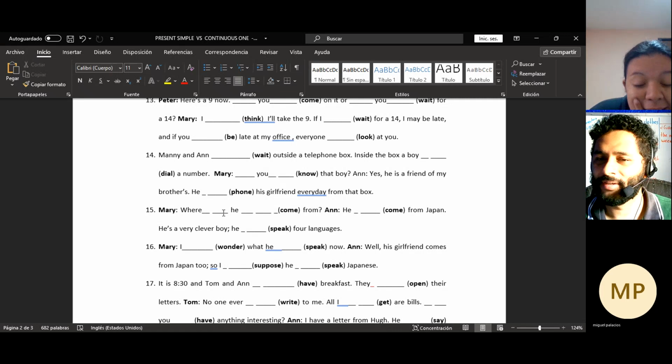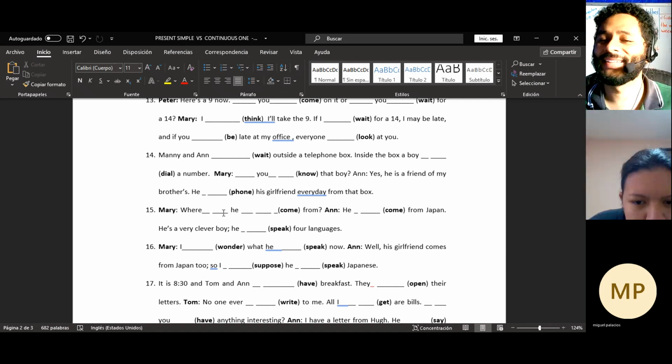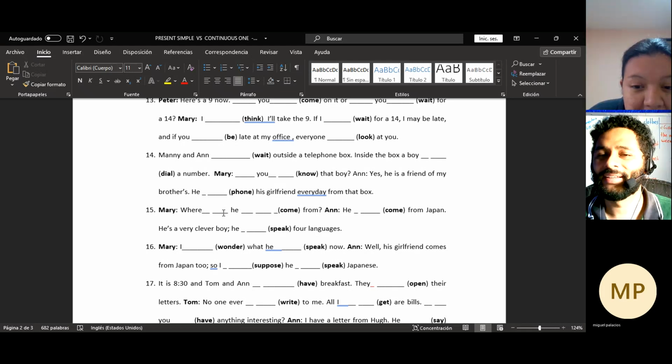Mary and Anne are waiting outside a telephone box. Inside the box, a boy is dialing. Dialing, it is happening at that moment. Okay. Inside the box, a boy is dialing a number.